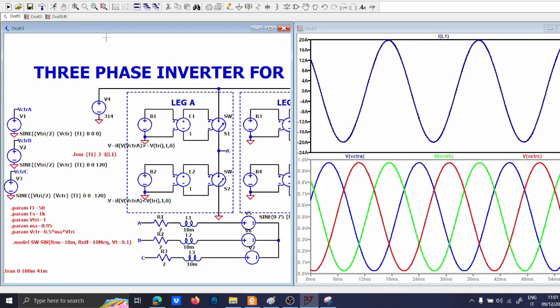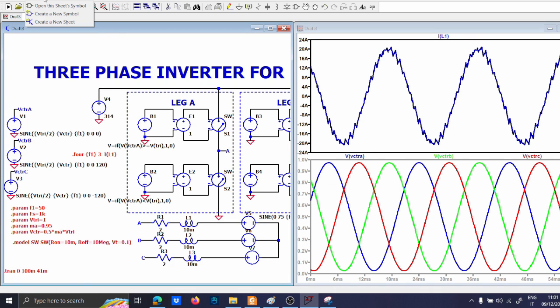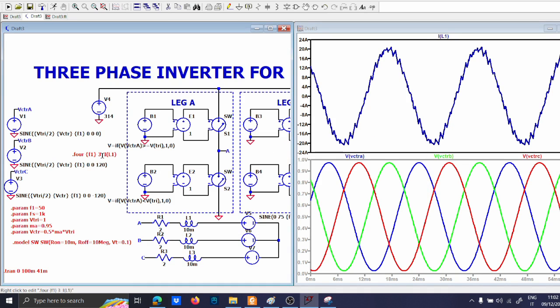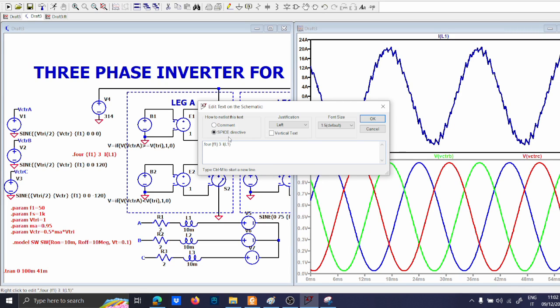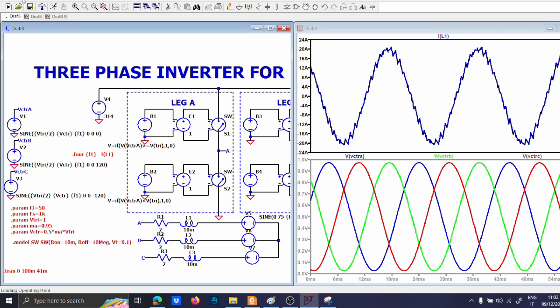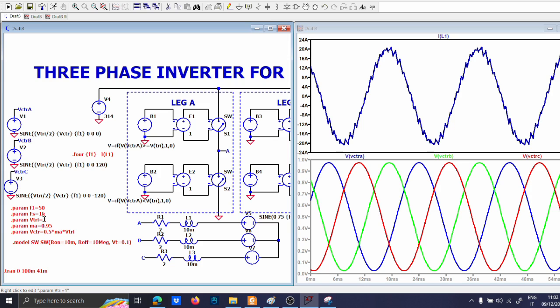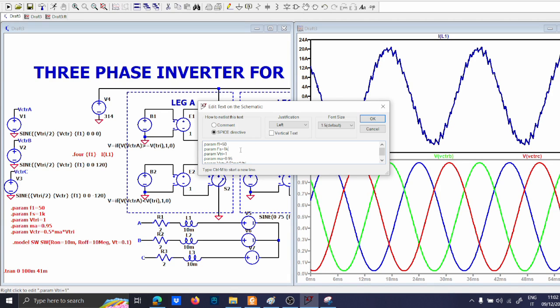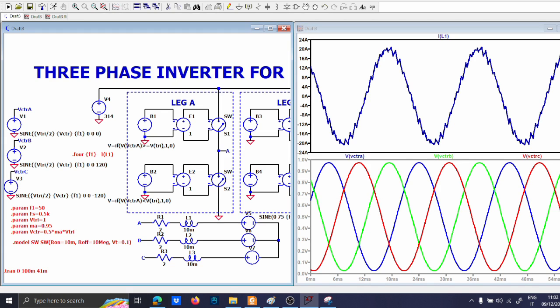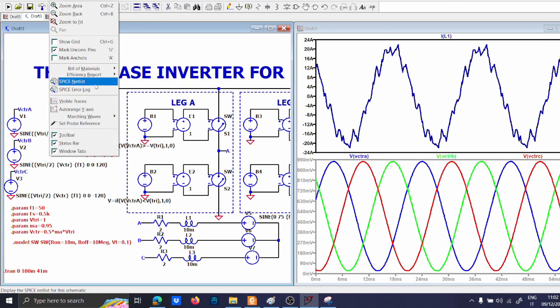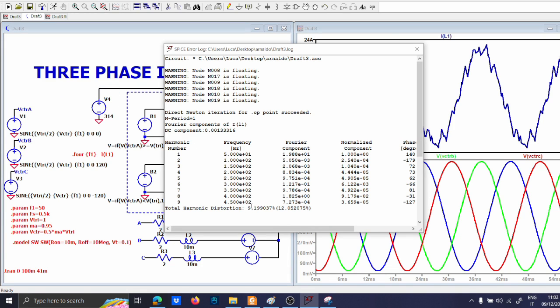So if I put 1 kHz again and run the simulation, you go to edit, error log, okay, 5%. So it is acceptable. Let us use all the harmonics until the 10th. 5%. It is acceptable. If I decrease drastically the switching frequency, you can imagine that it will increase. The harmonic distortion will, of course, increase to 12%.